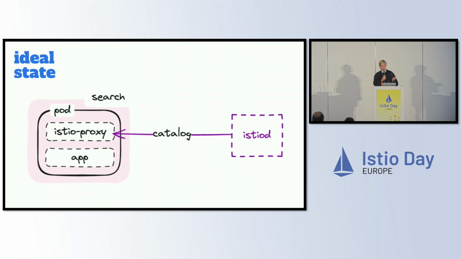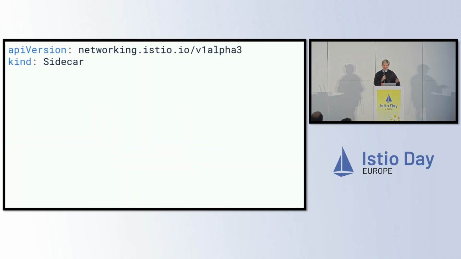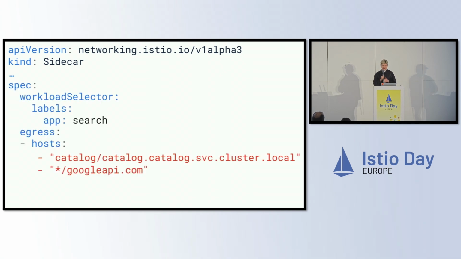And as the title of this talk suggests, we can use something called the sidecar to help us achieve this goal. Sadly, we're not going to be riding a bike with a cute dog helping us with our networking configuration, but we're going to be looking at a somewhat confusingly named Istio resource called the sidecar. So how do we configure this resource?